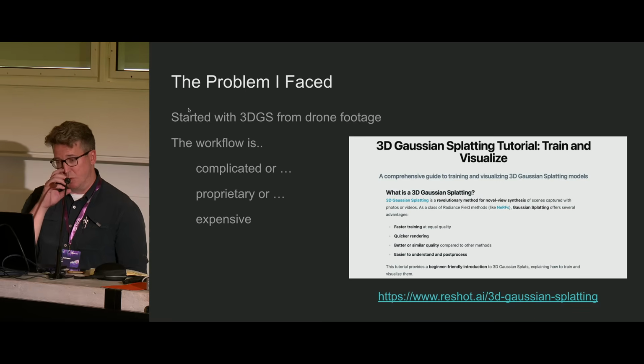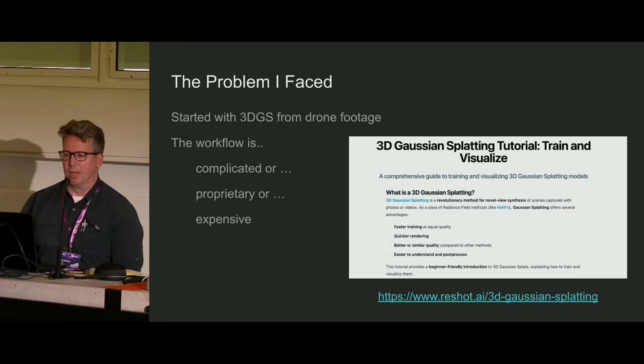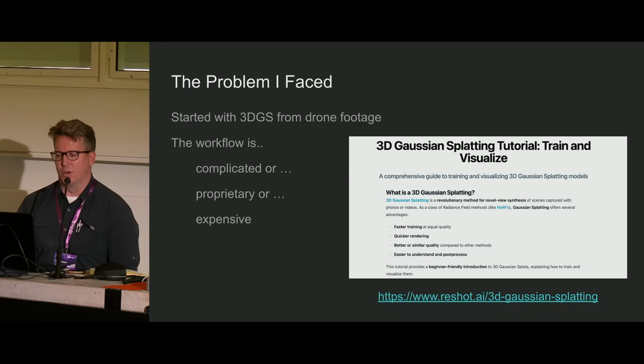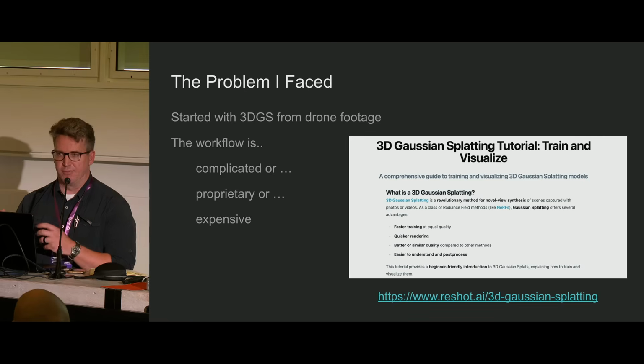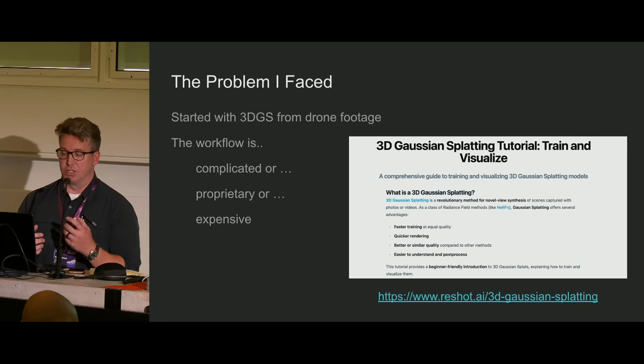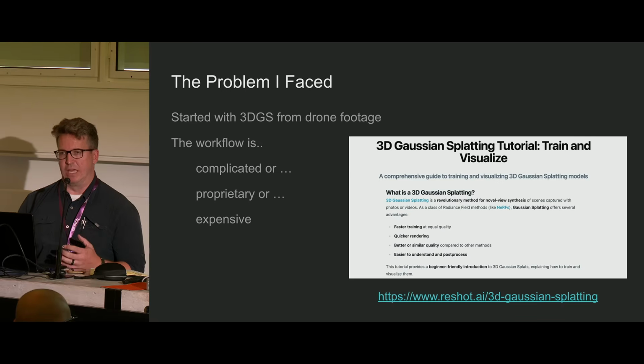So what was the problem? What am I trying to solve here? I started tinkering about 18 months ago with 3D Gaussian splatting, and if you're familiar with photogrammetry, most of the advice for taking pictures is to do it from a bunch of different angles, in a bunch of different circles around your object or your subject, and that makes for good angular separation.